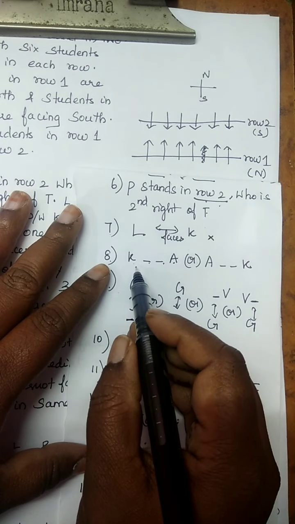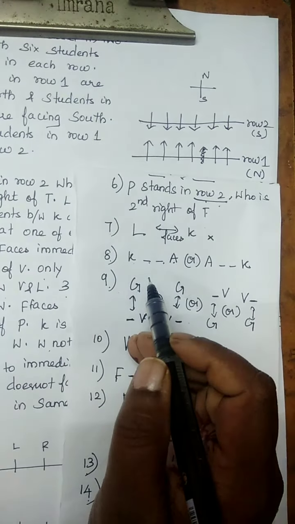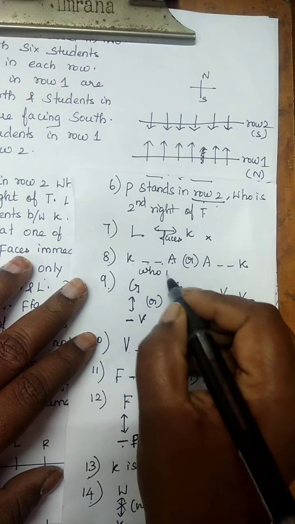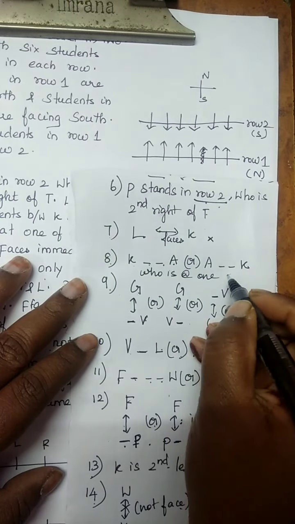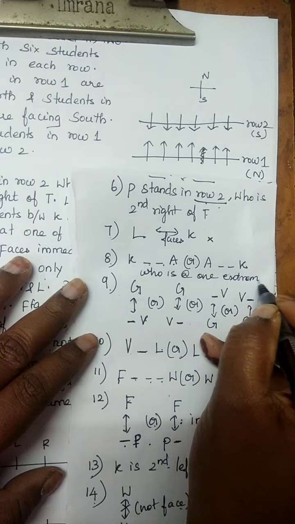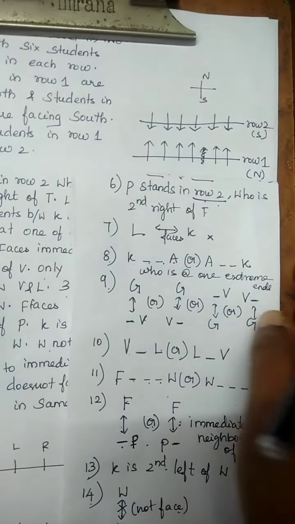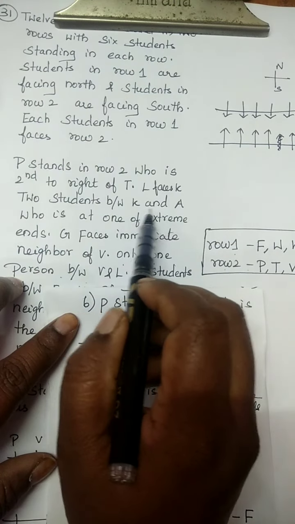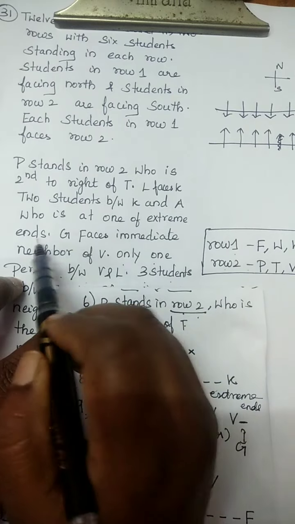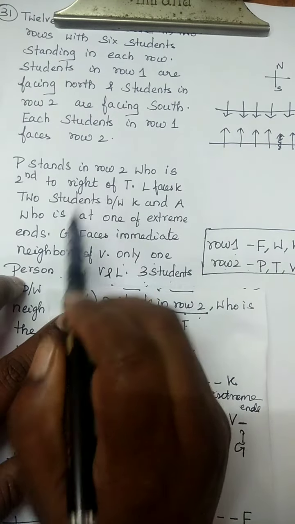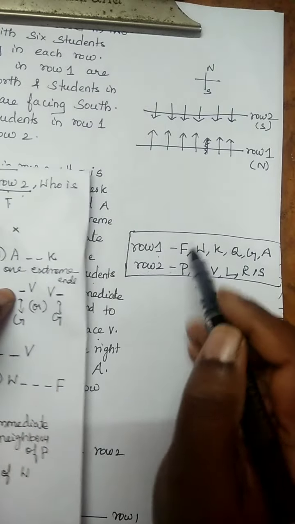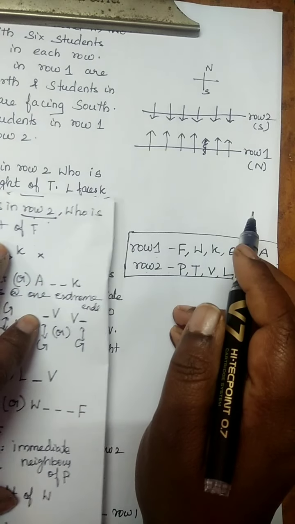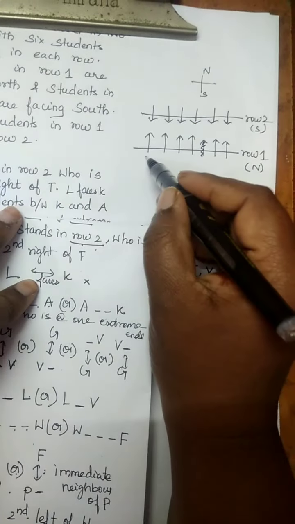K, there are two persons between K and A. Who is at one extreme end? Here there is a clue. Can you get this? See here. Two students between K and A. Who is at one extreme end? Either K or A is at one extreme end. We know where the K is present. K and A are present in row 1. Now we just take A as one extreme end.